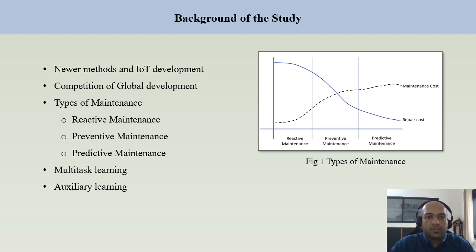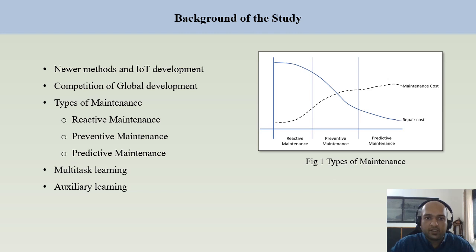To stay in the competition of global development, organizations need to adopt newer possibilities and newer technologies. Machines and equipment play a central role in organizations' needs and prosperity. The cycle of development demands more from this machinery and equipment. Hence, the topics of machine failure and machine maintenance also appear to be important. We have the types of maintenance here in the figure.